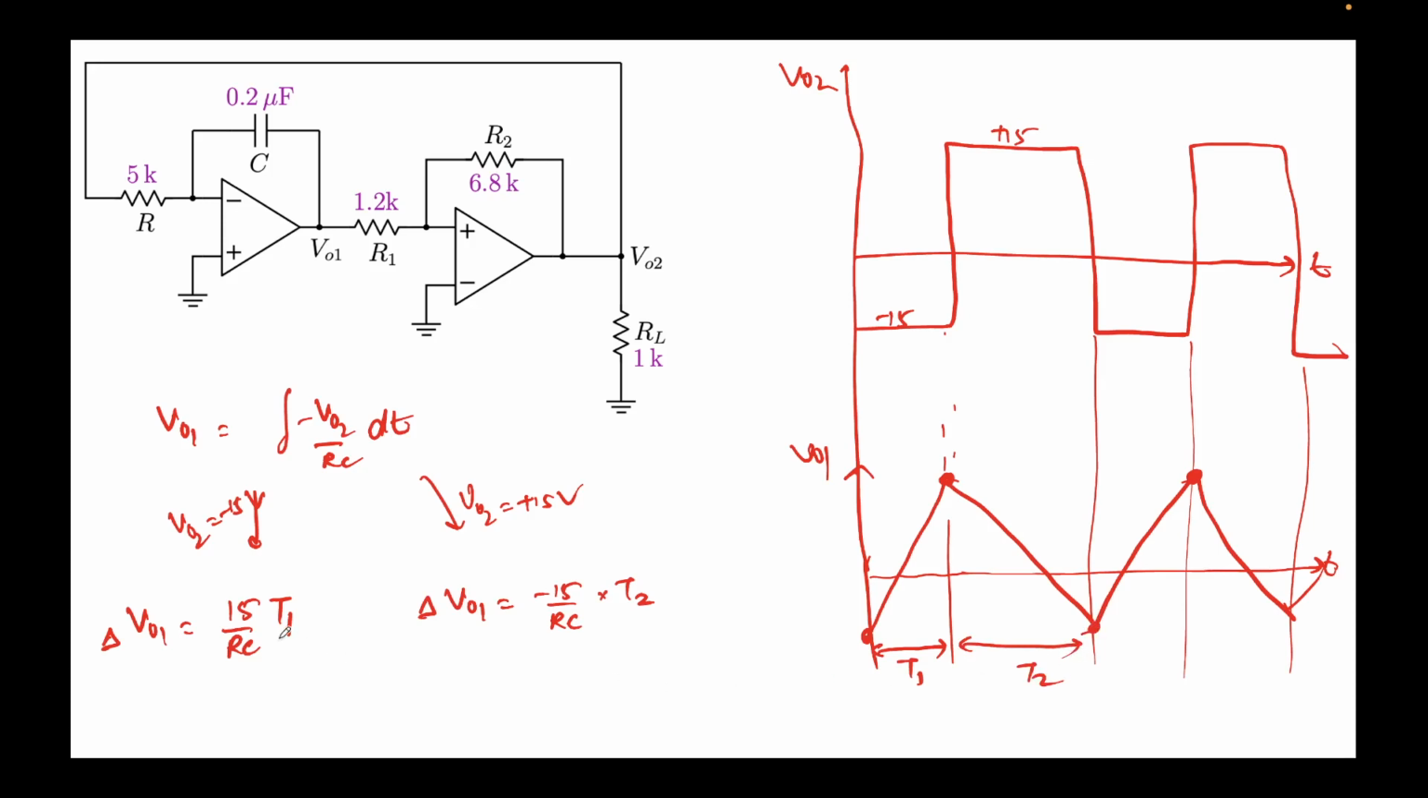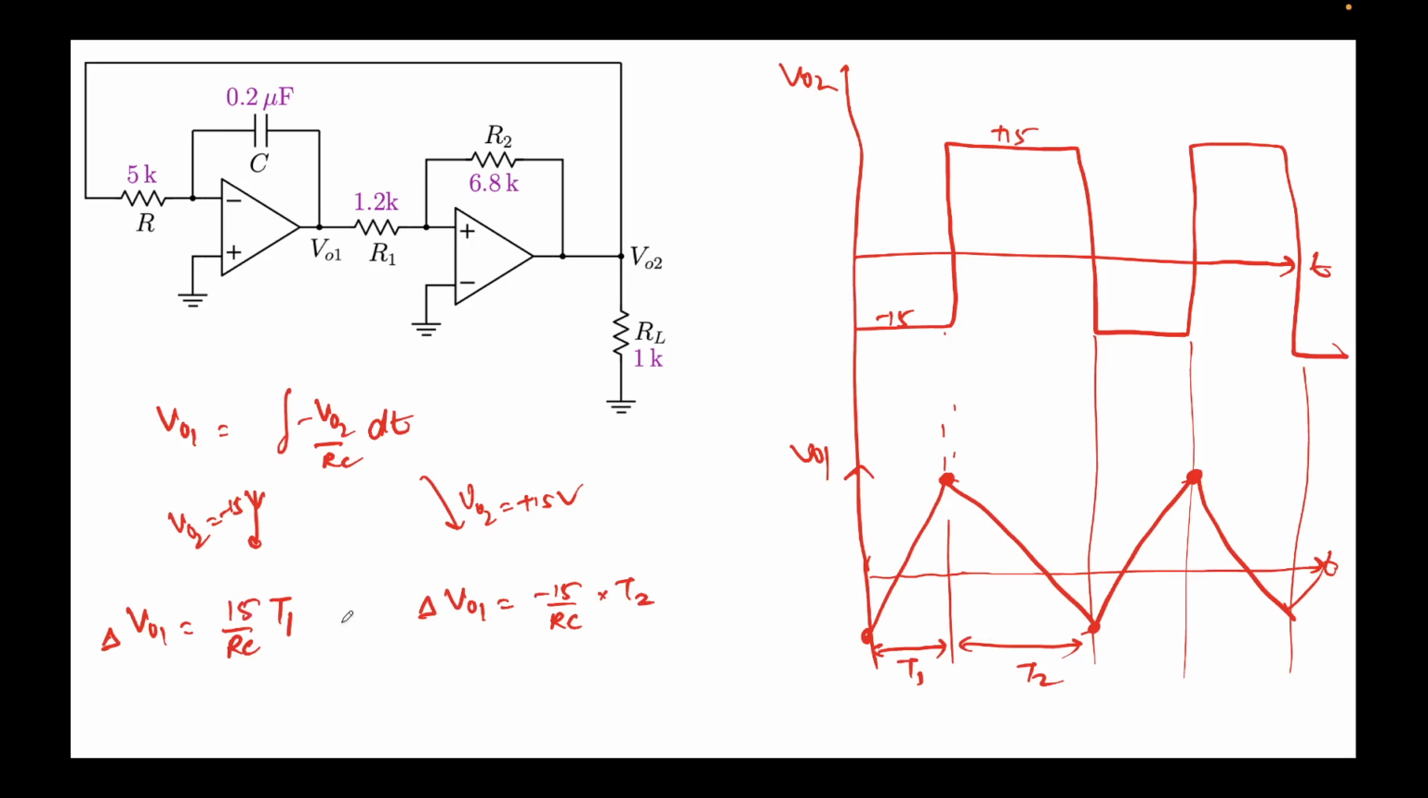But you can clearly see the total swing, delta V01 plus delta V02. Magnitude-wise they have to be equal, because these are symmetric. So if you equate their magnitudes, they will come out to be T1 equal to T2. But let's just see that algebraically.